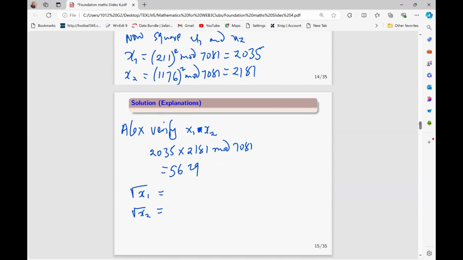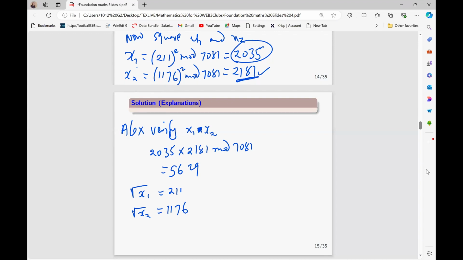So you just go back. You know x1 was the square of 211, so the square root of x1 is just 211. The square root of 2035 is 211. Then what about the square root of x2? The square root of this, of course, is 1176. So he sent those ones to him.